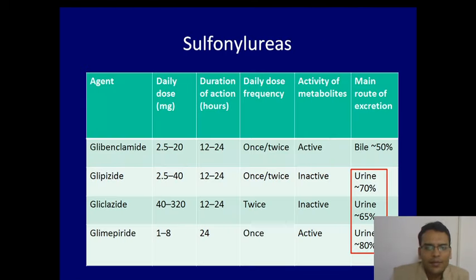So we have different sulfonylureas which are available. These include glibenclamide, glipizide, gliclazide, and glimepiride. Important to note is that the duration of action varies amongst different sulfonylureas. Glimepiride is generally considered to be a long-acting sulfonylurea, so it can be given in once daily dosing. Another important thing is the activity of metabolites. Glibenclamide and glimepiride have been shown to have active metabolites, as compared to glipizide and gliclazide, which have inactive metabolites.